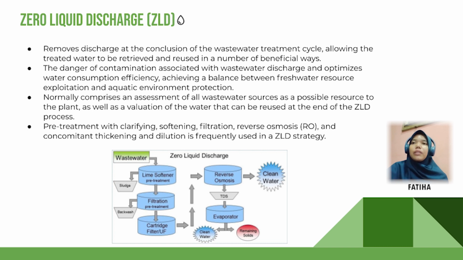ZLD systems take a comprehensive approach to water and wastewater treatment. It normally comprises an assessment of all wastewater resources as possible resources to the plant, as well as evaluation of the water that can be reused at the end of the ZLD process. Pre-treatment with clarifying, softening, filtration, reverse osmosis, and concomitant thickening and dilution is frequently used in a ZLD strategy, as shown in the figure below.